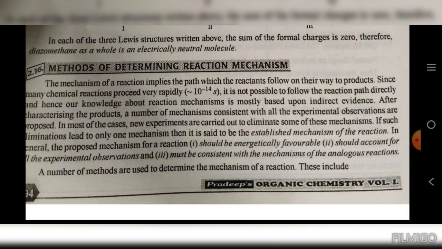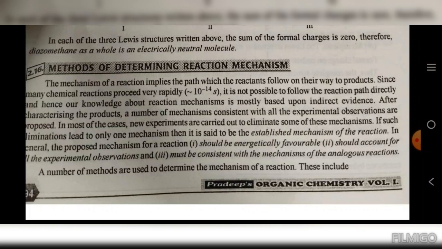After characterizing the product, a number of mechanisms consistent with all the experimental observations are proposed. In a host of cases, new experiments are carried out to eliminate some of these mechanisms. If such eliminations lead to only one mechanism, then it is said to be the established mechanism of the reaction. In general, then, the proposed mechanism for a reaction should be energetically favorable, should account for initial experimental observations, and third, must be consistent with the mechanisms of analogous reactions.